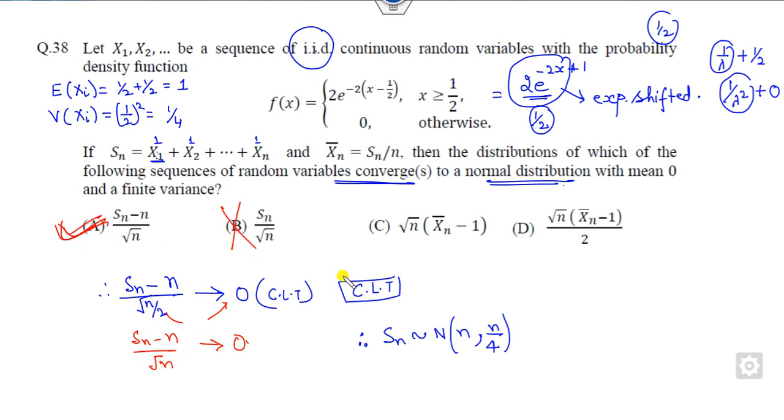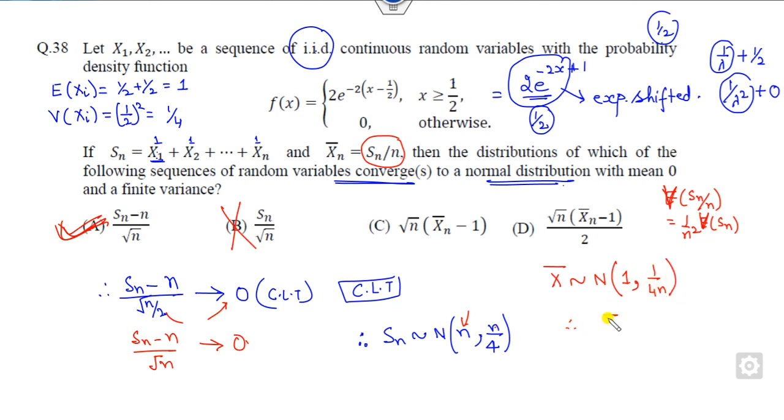This option is wrong. Here is the X bar. We can find that this X bar is nothing but this. So what is the mean of Sn by n? 1 by n is outside. So the mean of Sn is n, so n by n is 1. If you find the variance, what is the variance of this? It will be 1 by n square times the variance of Sn. The variance of Sn is n by 4, so it is 1 by 4n.